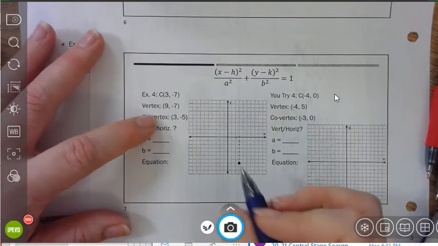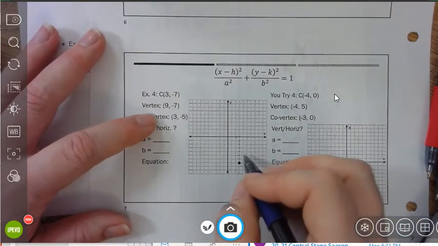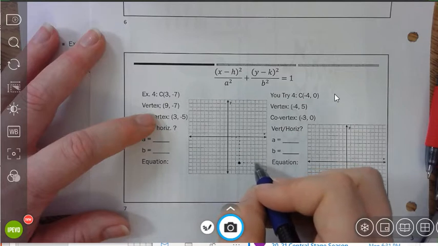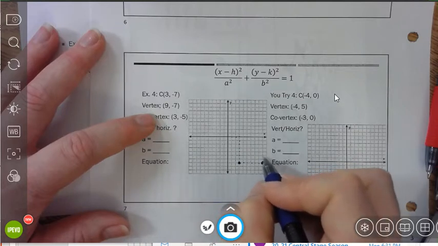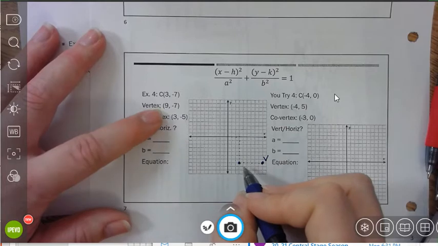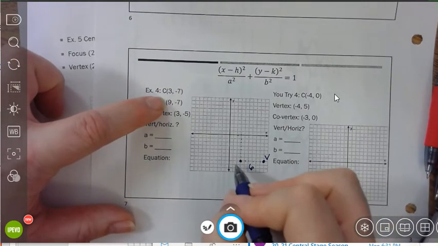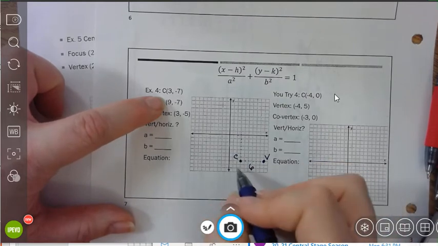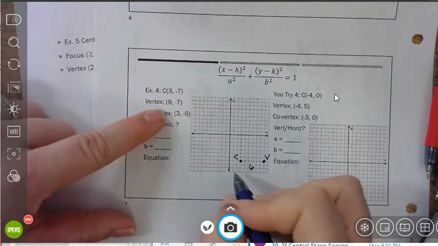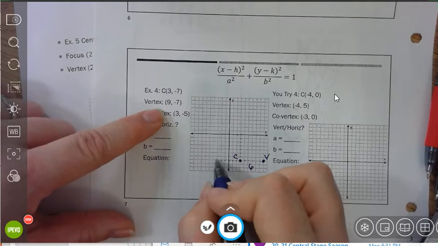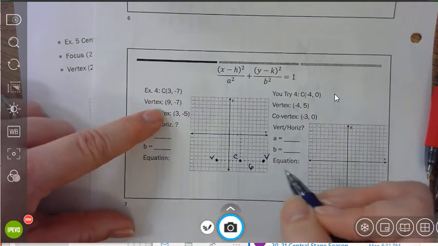All right, this is here just to help you out. This is your center. Your vertex is at 9, negative 7. Well, I'm already at 3, 4, 5, 6, 7, 8, 9. This is a vertex, and look how far away it was, 6 away. So that distance is 6, that's the center. That means, even though it only gives me 1, there is another one that's 6 on this side. 1, 2, 3, 4, 5, 6. So here's my other vertex.